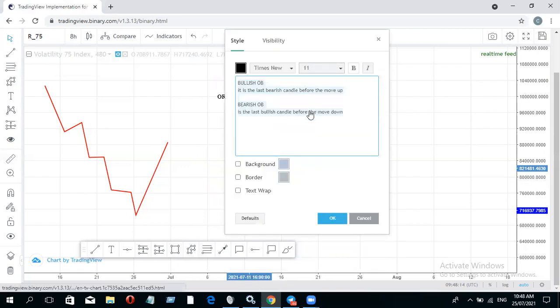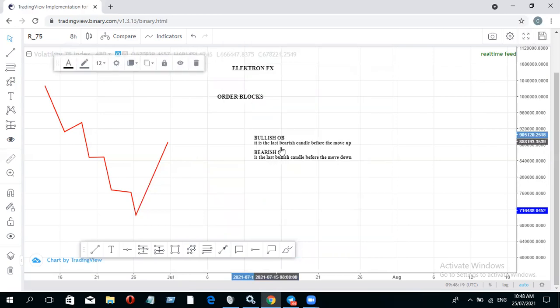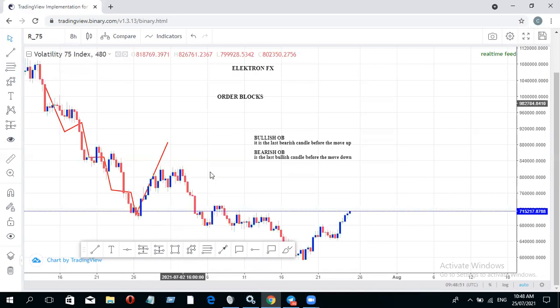Let's make this bigger so you can see clearly. The bullish order block is the last bearish candle before the move up, and this is the last bullish candle before the move down. So this is an example of a bullish order block, the last bear candle. The last sell candle before this move up is the order block. I said that order blocks are specific candles. Let us use our real chart to illustrate this.